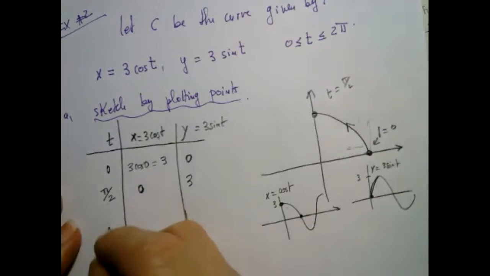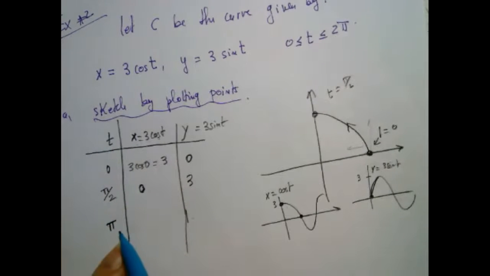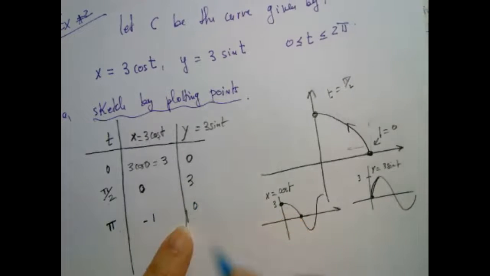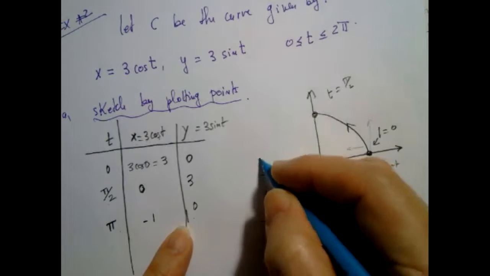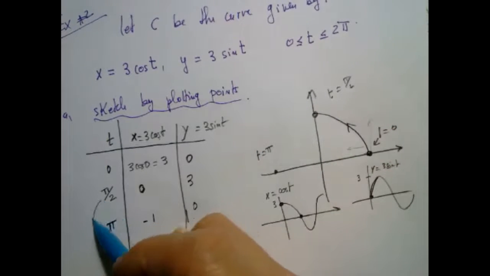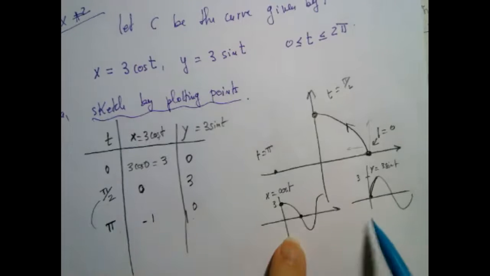All right, at pi. If t is pi, x is 3 cosine pi, which is minus 3, and y is 3 sine pi, which is equal to 0. So at pi, we are right here. But what's happening between pi over 2 and pi? Again, I go to my graph.